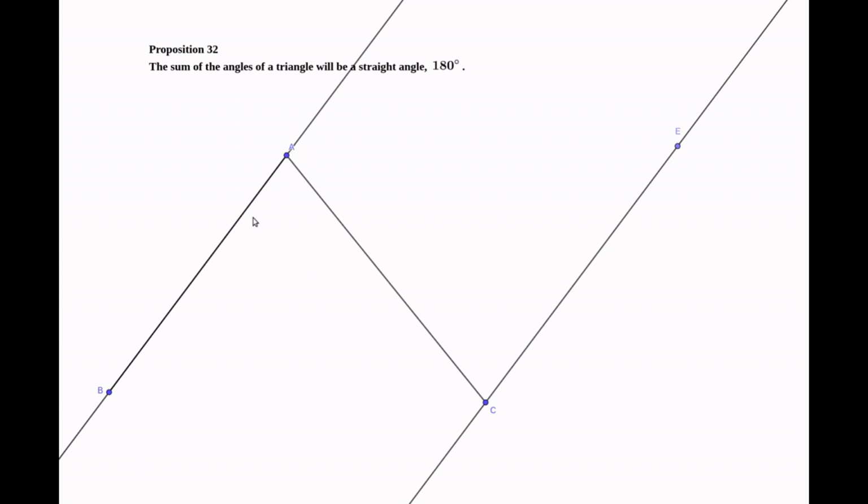Now, because these lines are parallel, what proposition 29 tells us is that the interior angles are going to be congruent. And so, in particular, that means that our angle BAC is going to be congruent to our angle ECA.